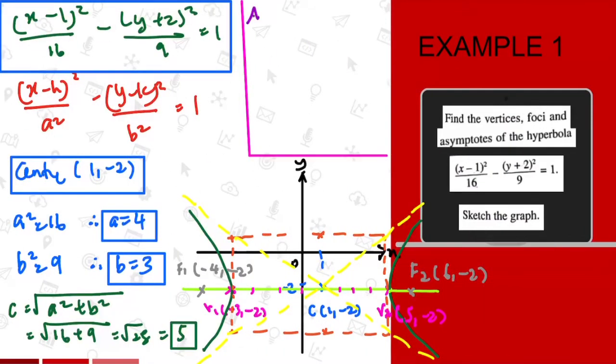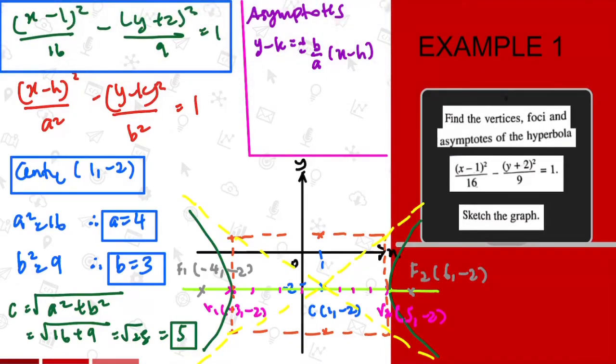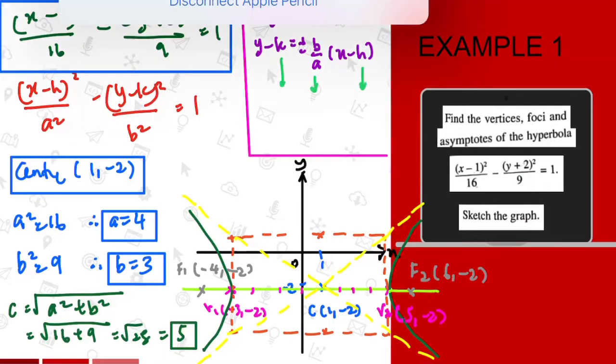Last but not least, let us together find the equation of our asymptotes. So, for a transverse axis parallel to the x-axis, the general equation of the asymptote is y minus k equal to plus or minus b over a times x minus h. So, let us substitute the values of our h and k as well as the value of our b over a.